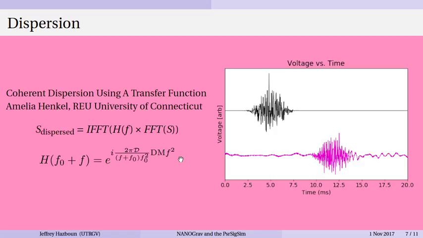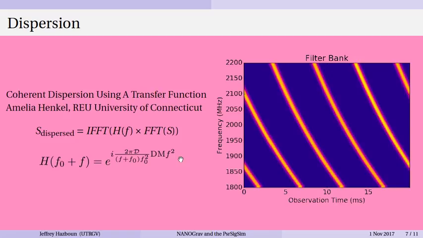We also can look at filter bank data, and this is the more standard picture of that. This is one pulse at a time. One of these lines is one pulse at a time, and the high frequencies arrive before the lower frequencies do, and there's this 1/f² dependence that we see.